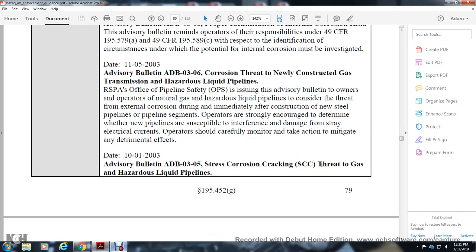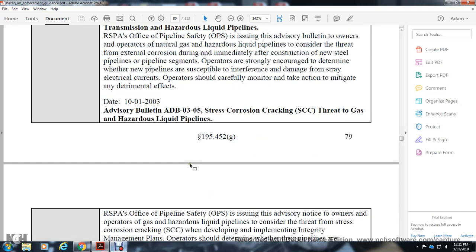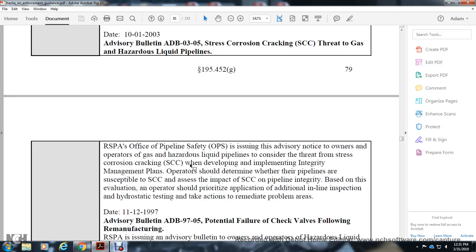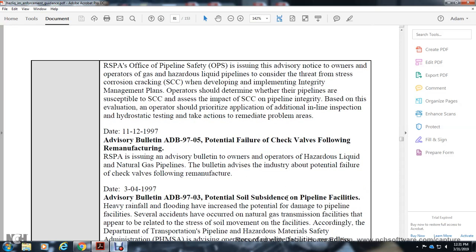Stress corrosion cracking threat to gathering of the head of liquid pipelines. The RSPA's Office of Pipeline Safety issued a notice to owners and operators of gas and hazardous liquid pipelines to consider the threat of stress corrosion cracking developed in implementing the integrity management program. The operators should determine whether the pipeline is susceptible to stress corrosion cracking and the extent of the impact of the stress corrosion cracking on pipeline integrity.